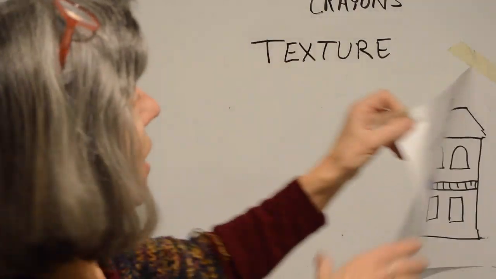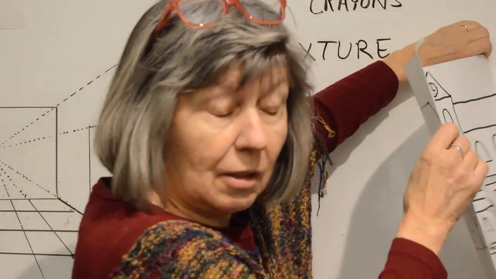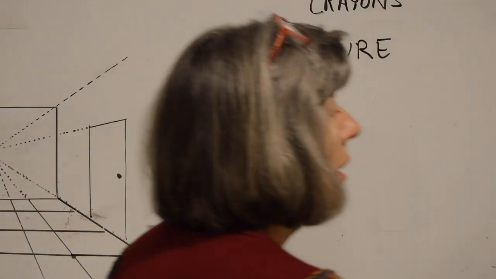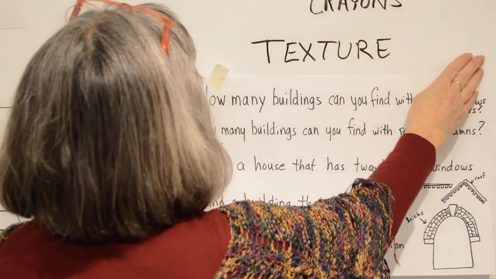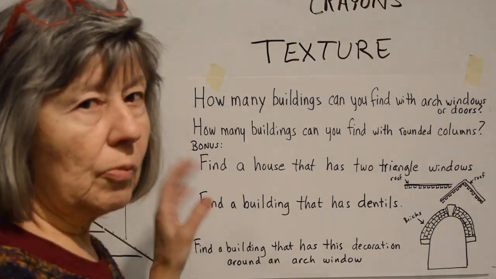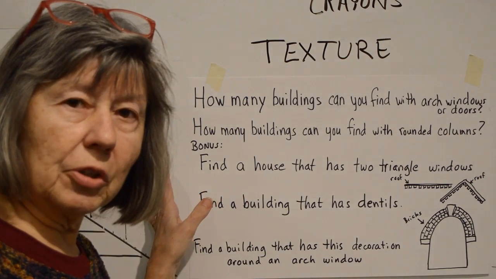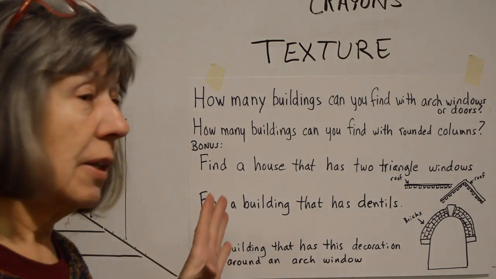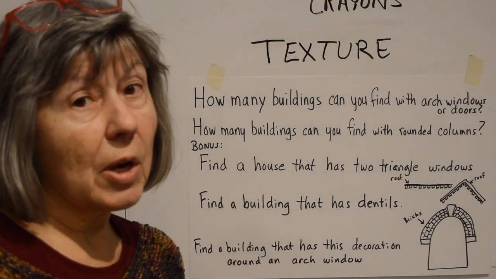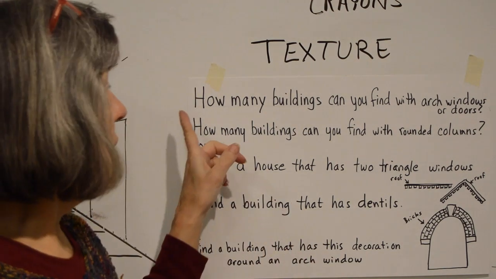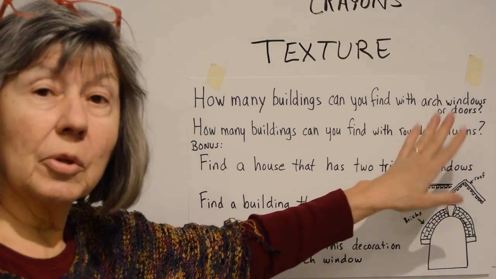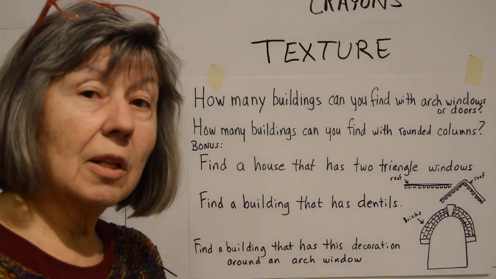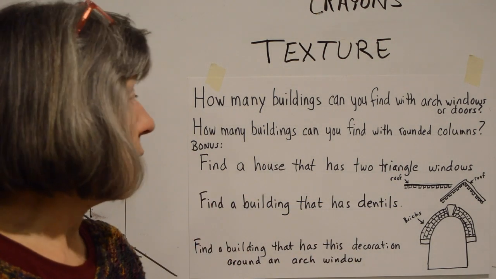We live in the town of Bridgeton, which actually has a lot of really cool buildings. So, here is my challenge for you. You can either take a picture of this with your phone, or you can stop the video and write it down. So next time you're out in Bridgeton, you can either drive around or you can walk around. See how many buildings you can find with arched doors or windows. See how many buildings you can find with columns that are the rounded ones, not the square ones.